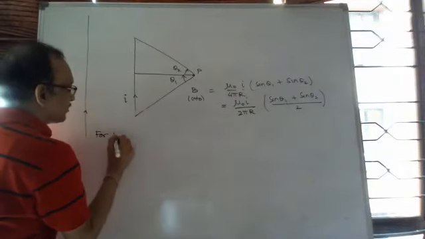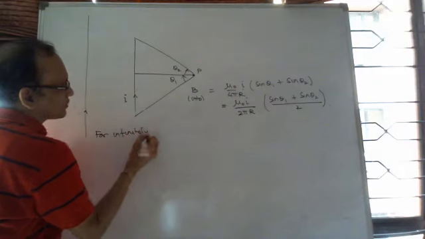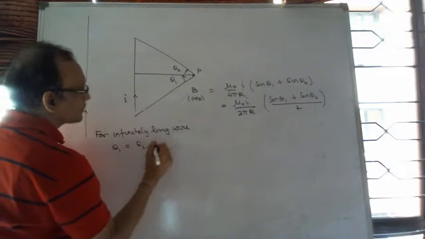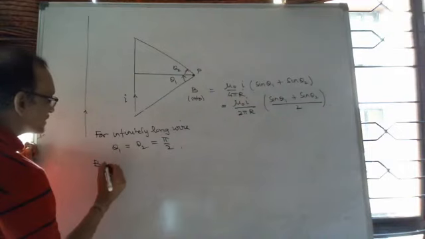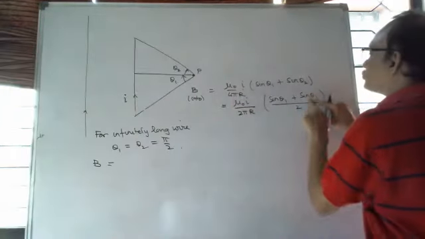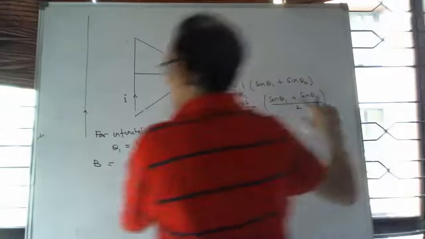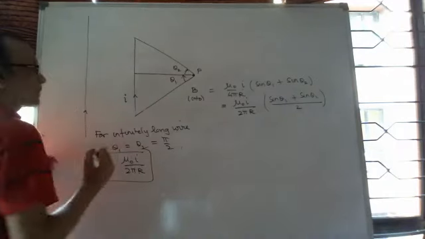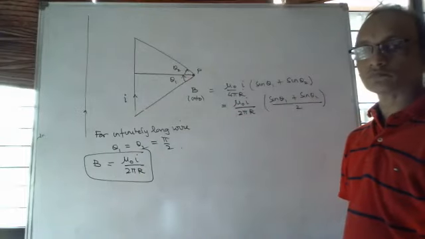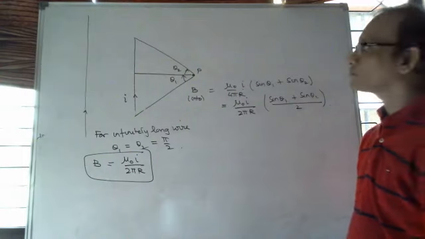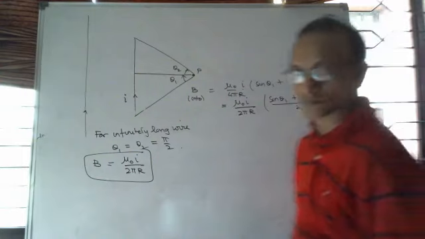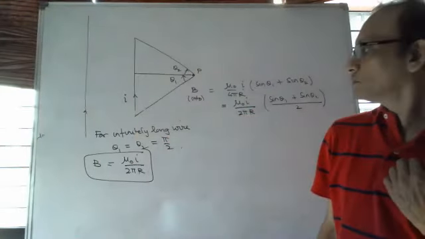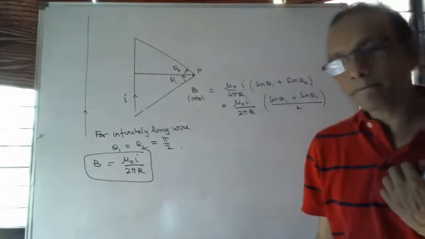For an infinitely long wire, theta 1 and theta 2 will become 90 degrees. And the field at a distance r, since these become 90 degrees, sine of 90 is 1, so 1 plus 1 is 2, divided by 2 is 1. B will then be mu naught I by 2 pi r, for an infinitely long one.